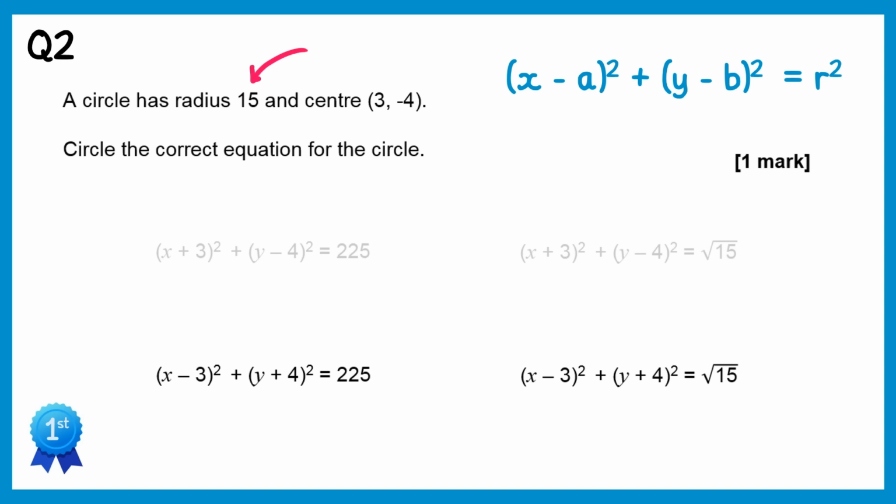If we now look at the radius, which is 15, the equation has r squared at the end, so we need to square 15, which gets you 225. So the answer is this one.